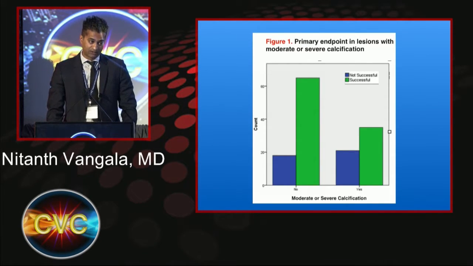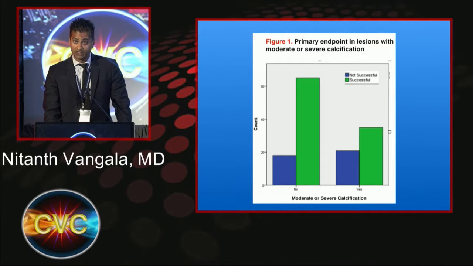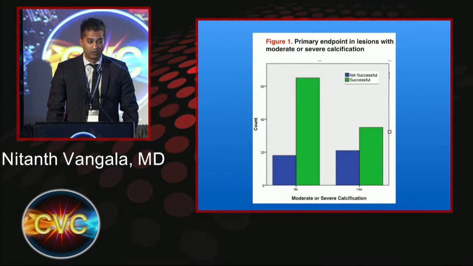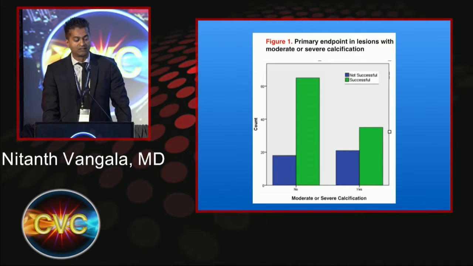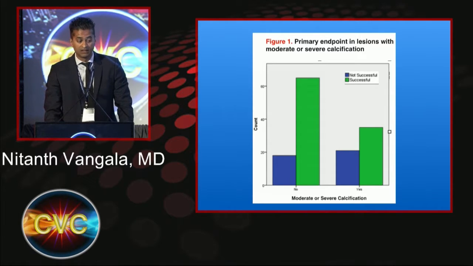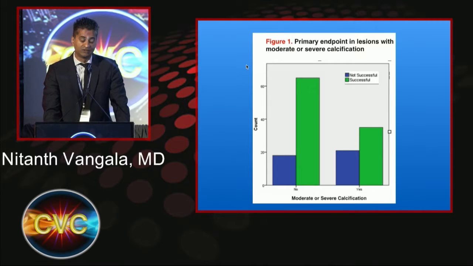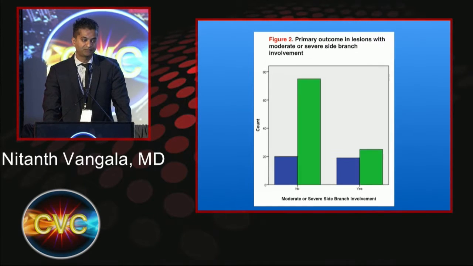This chart looks at the primary endpoint, particularly in moderate to severe calcification. If you look at the left 2 bars, these are all the patients that did not have moderate to severe calcification with their CTOs, and in green are the successful cases. You can note the higher percentage rate of success. When you look at the right, those are the lesions that did have moderate to severe calcification, so you do see a significant drop-off in the success rate.